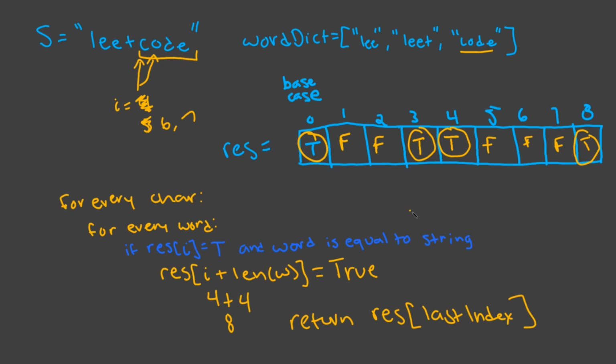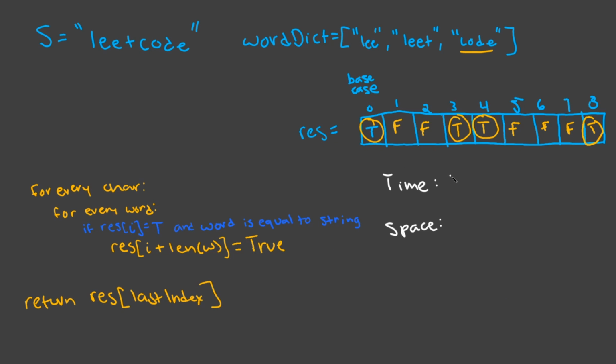So I'm just going to clean it up one more time and then we can talk about the complexities. So the time complexity for this algorithm is going to be O of n squared times m. And m is for iterating through every word in the dictionary, and one of the n's is by iterating through the whole string, and the last n is from comparing the strings. And our space complexity would be O of n.